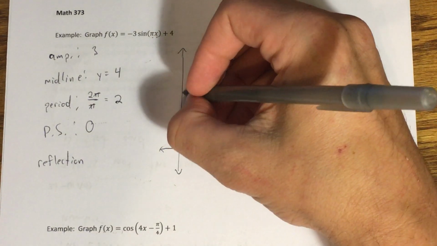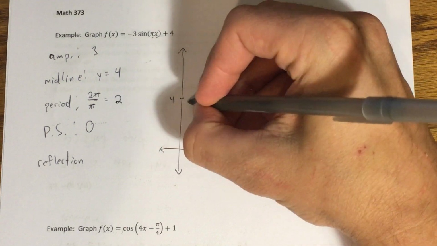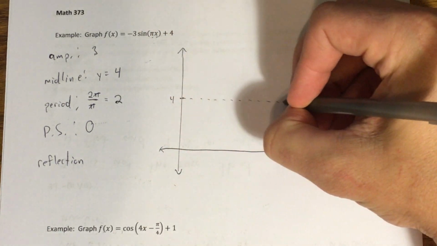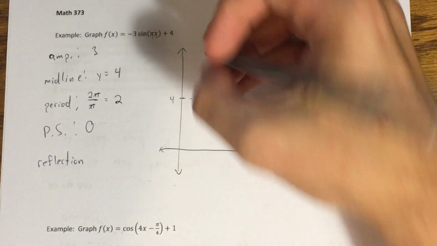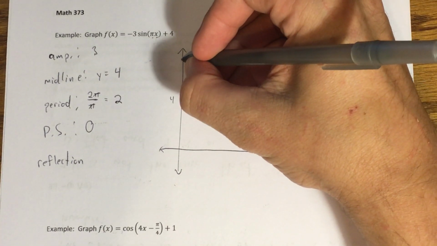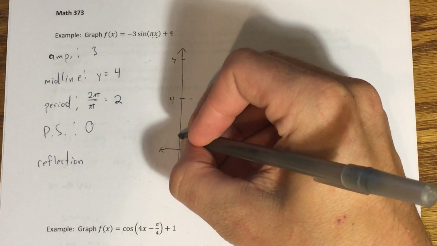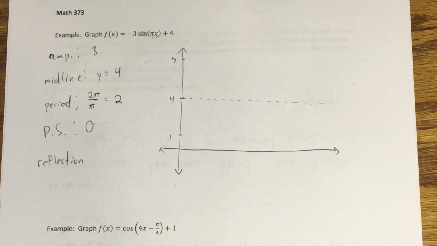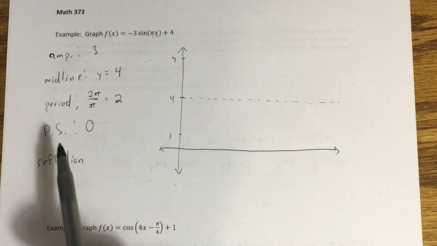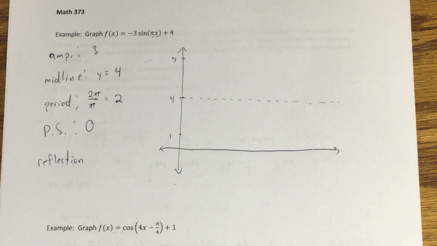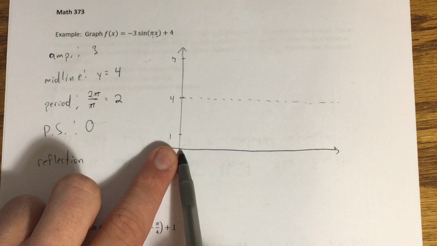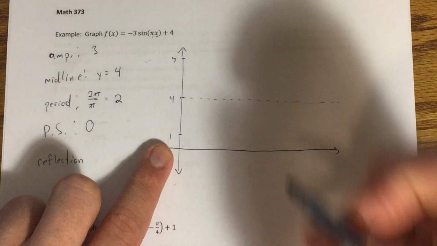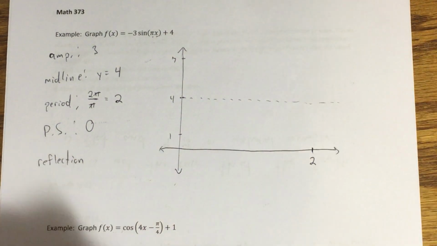Okay, let's find that midline now. So it's at 4. Okay. Amplitude, I go up 4, or sorry, up 3 from 4, that would take me up to 7, down 3, which would take me down to 1. And then that's it for my y-axis. Looking at my x-axis now. Phase shift is 0, which means the left endpoint of the interval that I want to graph on is 0. The period is what I add to this to get the right endpoint. 0 plus 2 is 2.